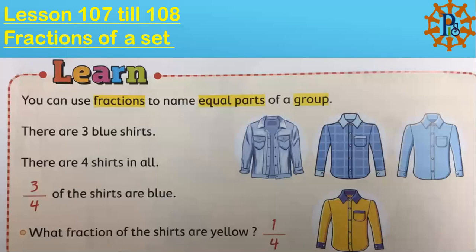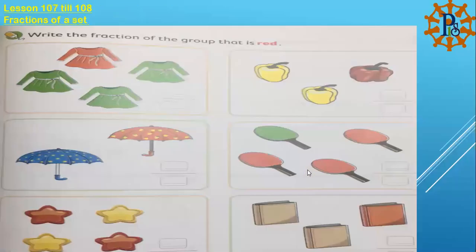Here we have a group of shirts. We have only three blue and one yellow. If we want to talk about the blue shirts only, we will say that 3/4 of the shirts are blue. If we want to talk about the yellow one, we will say that we have 1/4. Right? The fraction of the group that is red. Here we have some groups of objects, and in each group we have one red, or two red, or three, something like that. So I will solve the first one.